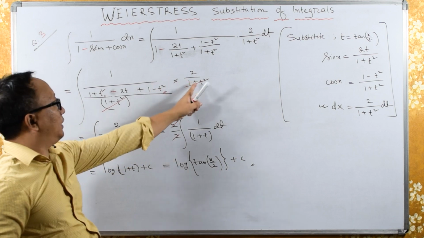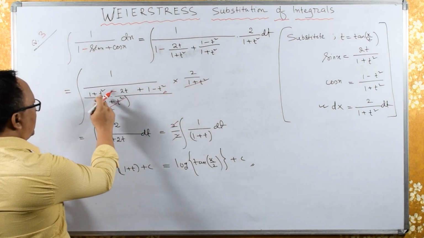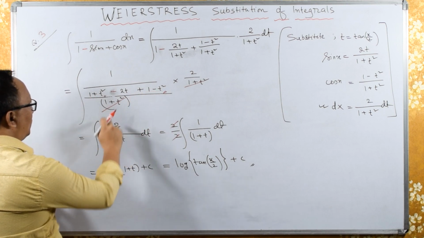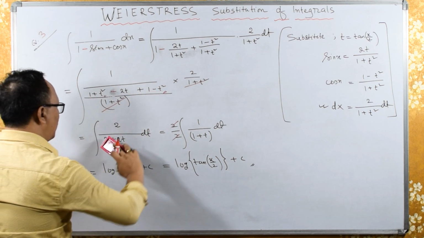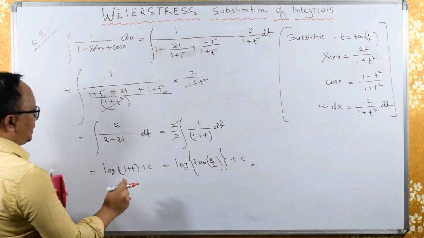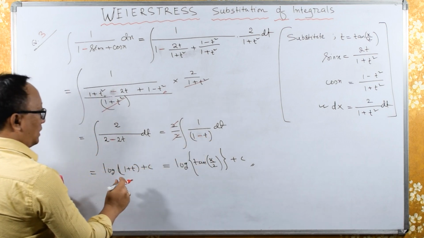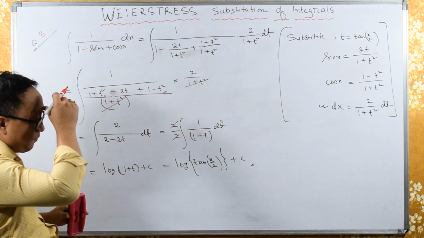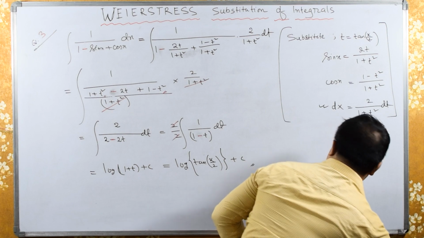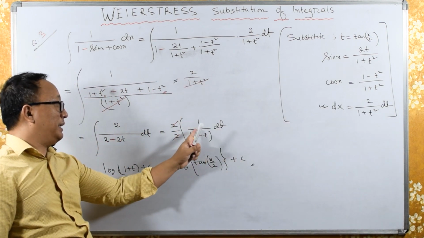1 plus t square, everything is the same. Here, the t square gets cancelled, 1 plus 1, 2. Instead of plus 2, I will get minus here. Instead of plus, here I will get minus. Now, look at the differentiation here: 1 upon 1 minus t, I need minus.